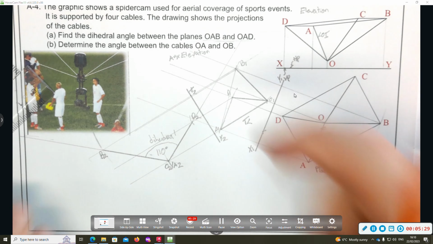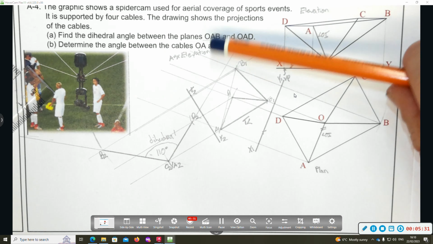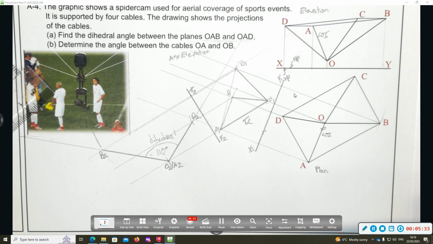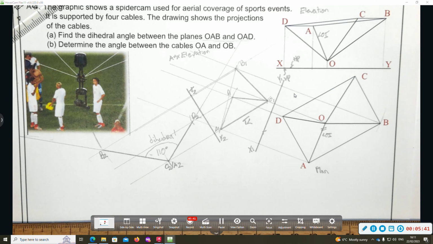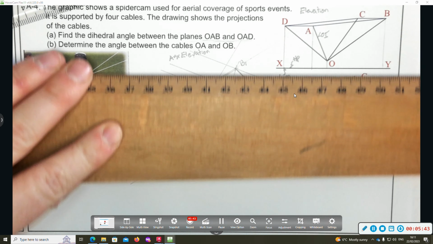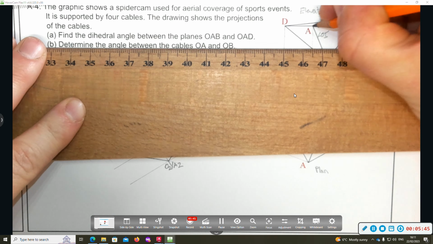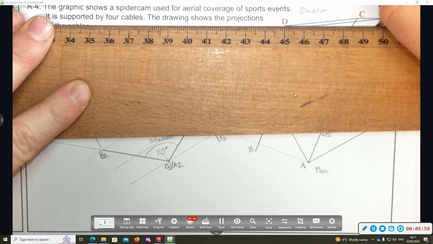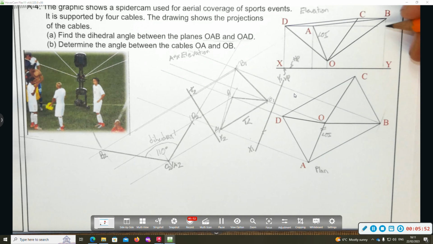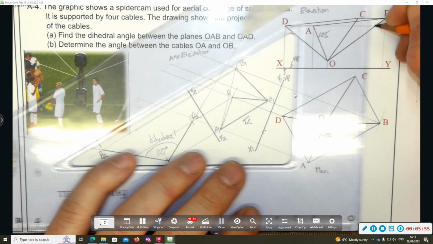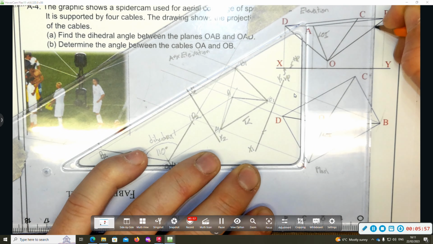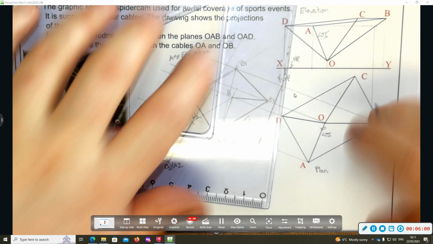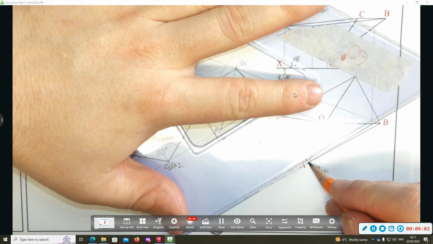Now part B, determine the true angle between cables OA and OB. So that means I need to see line OA and line OB as a true length at the same time. So one way this could be done is draw a horizontal line from A in elevation. Now this is a strike line. Now where it touches the line B to O, drop that point down until it touches line B to O in plan. Now join that back to A.